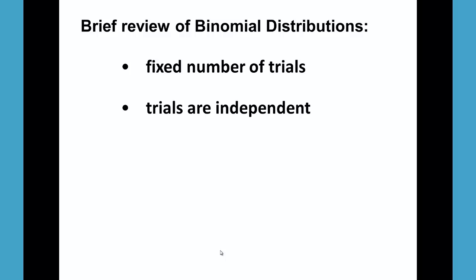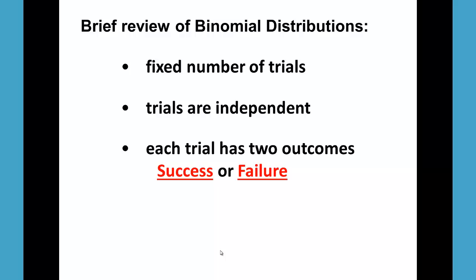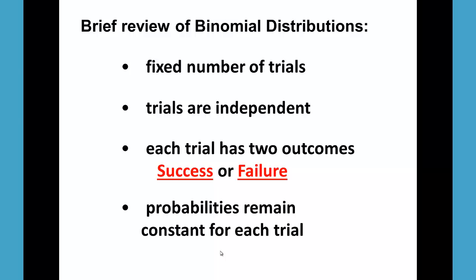Before we begin, I want to briefly review the characteristics of a binomial distribution. To be a binomial distribution, there must be a fixed number of trials. Trials are independent. Each trial has two outcomes that we will classify as a success or a failure, and the probabilities will remain constant for each trial. Let's do a brief review of our distribution.